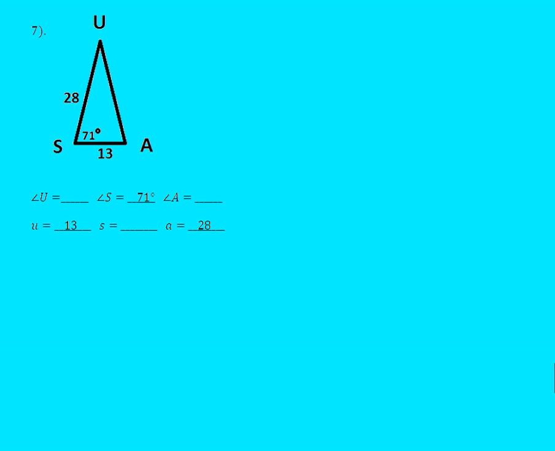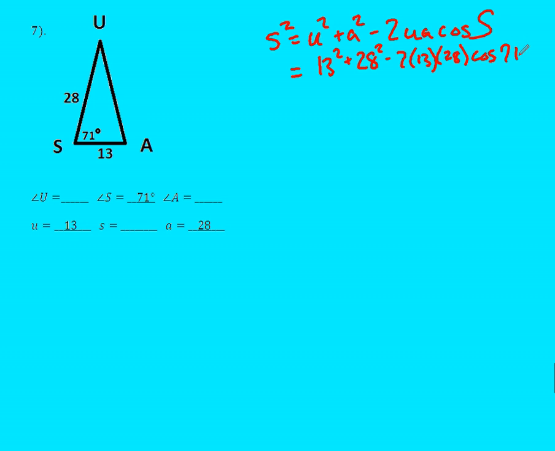Push forward to number 7, triangle USA here. We have another side angle side, so we definitely want to use our original formula, and we want to find the side opposite the angle. So s squared will equal u squared plus a squared minus 2ua cosine of big S. Plug and chug. Side u is 13, side a is 28, minus 2 times 13 times 28 times cosine of 71 degrees. When I plug all that in, I should get that s squared is equal to 715.99, which means that s will equal 26.76.